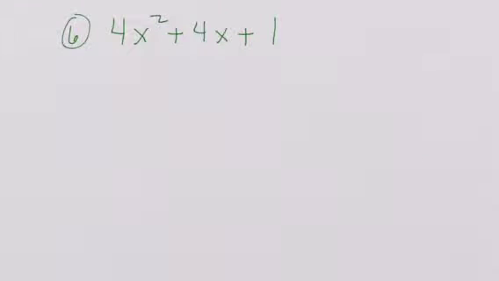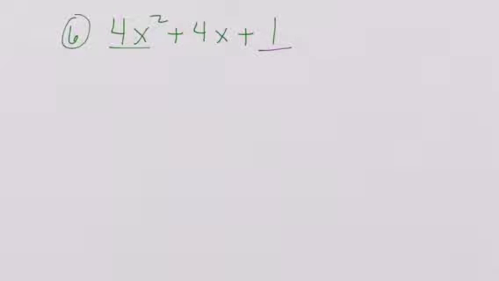All right, now this is an example of a perfect square trinomial. How do I know it's a perfect square trinomial? I look at the first term. Is 4 a perfect square? Yes, it is. Is x squared a perfect square? Yes, it is. Then I look at the last term. Is 1 a perfect square? Yes, it is. So now I'm going to check the middle term.